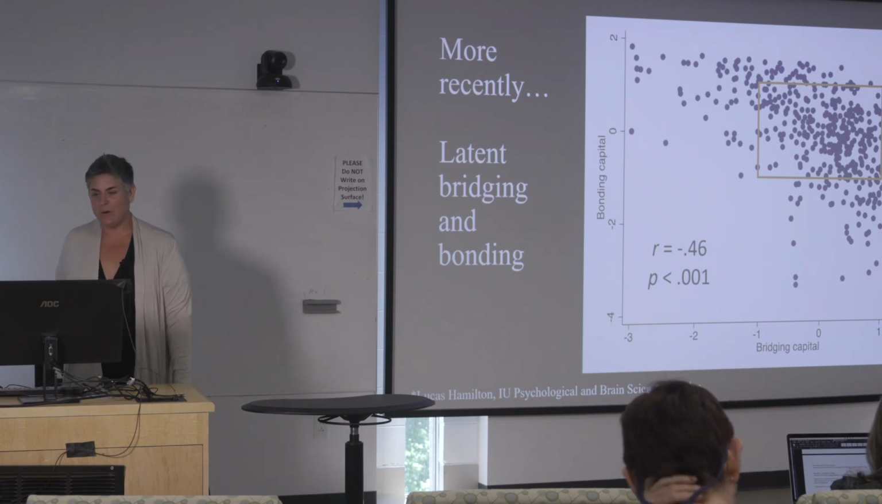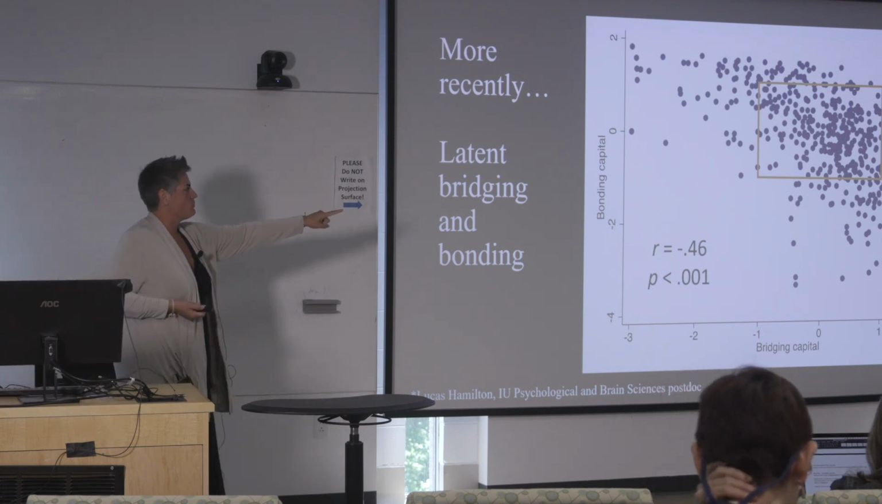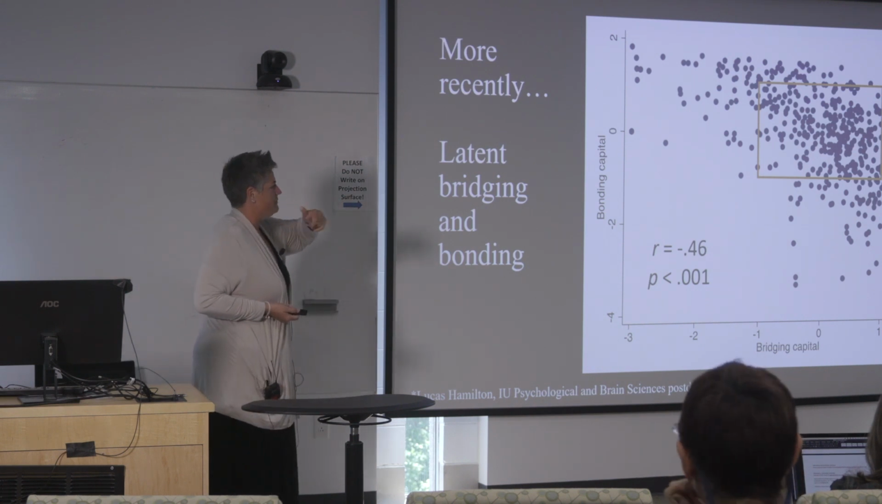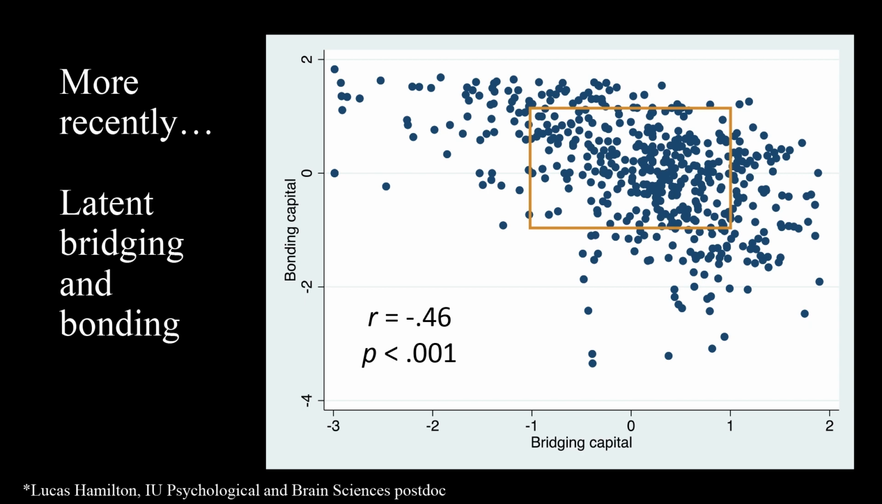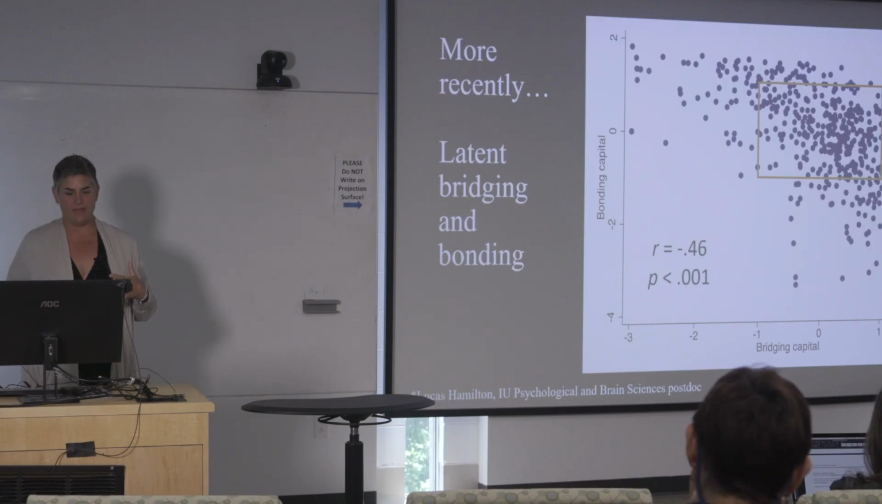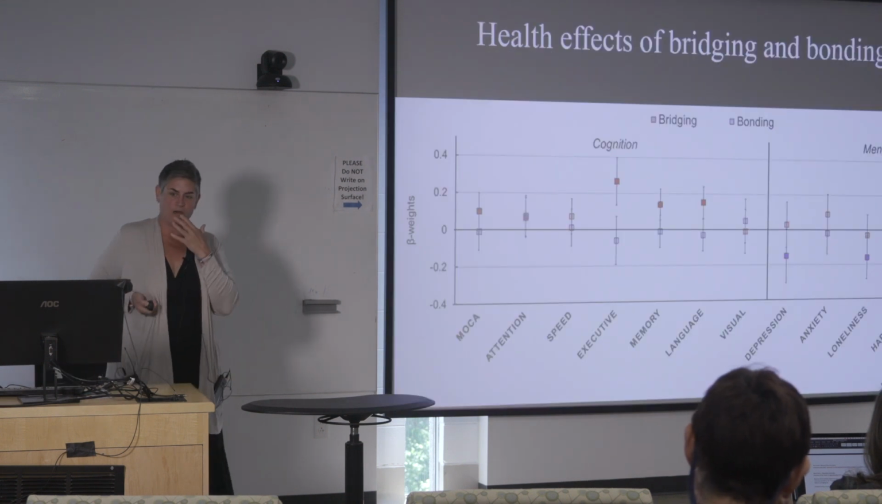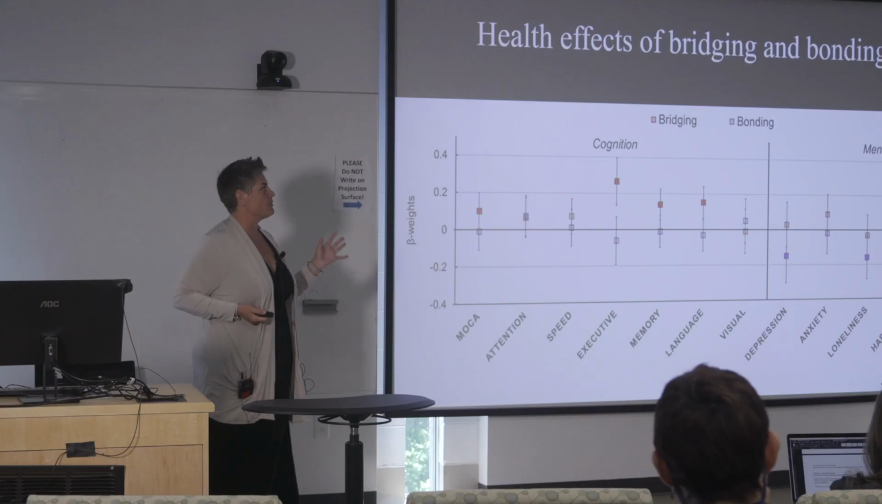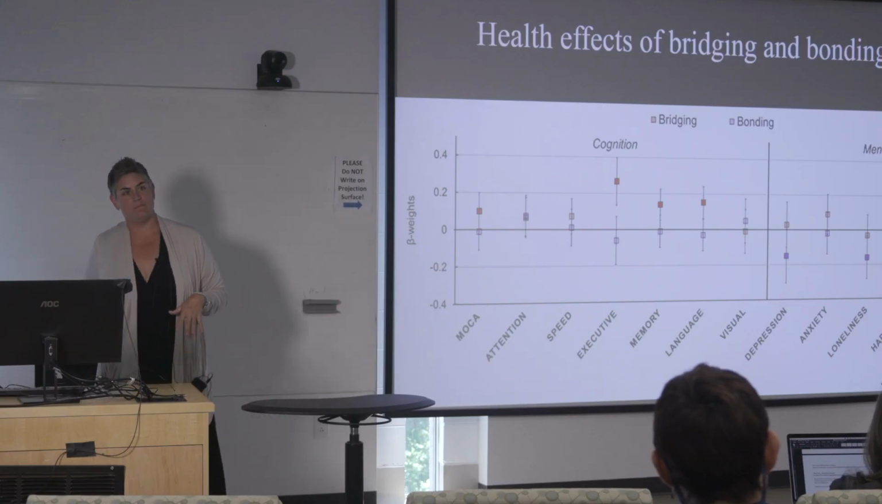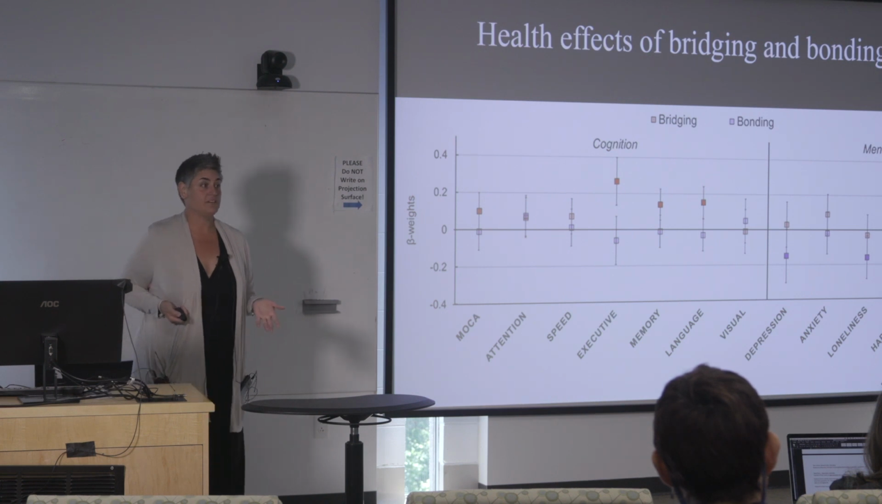But anyway, this square here represents one standard deviation above and beyond for each. You can see there's a lot of people who are in the middle. They're able to cultivate networks that are bridging-ish and bonding-ish. And we've been looking at that as well. But what's really cool from a theoretical perspective is that the health effects of these bridging and bonding networks are quite different.